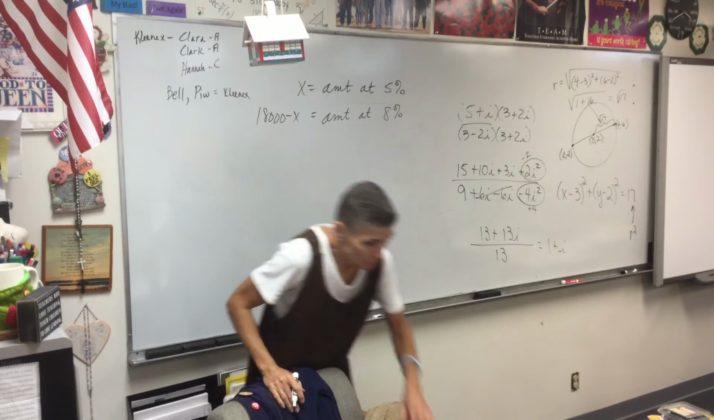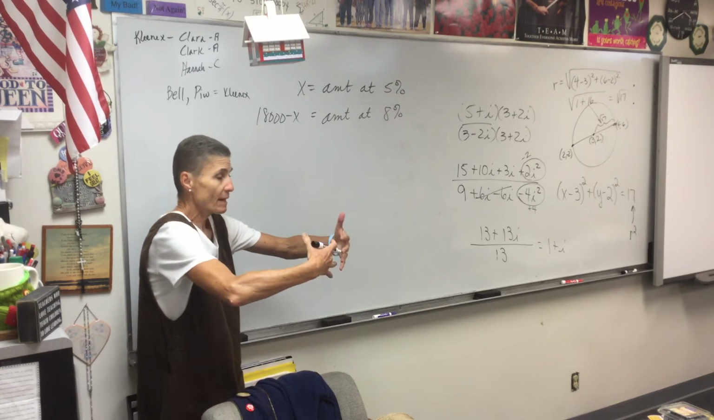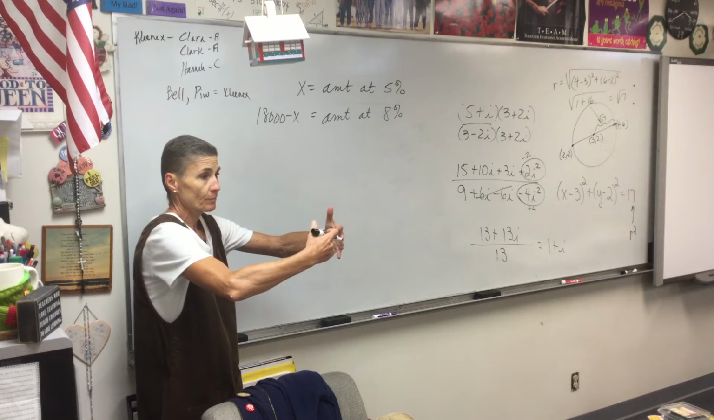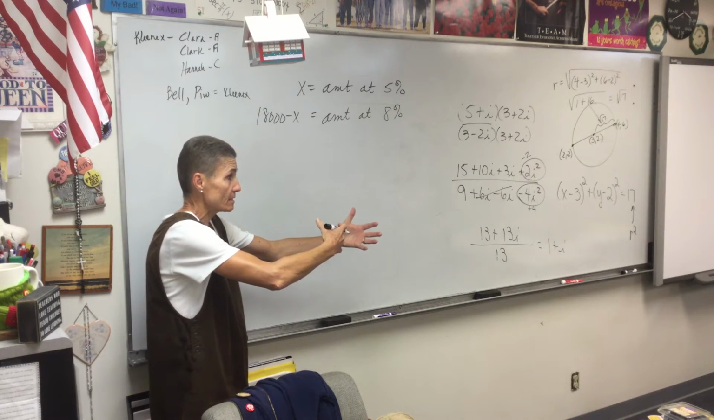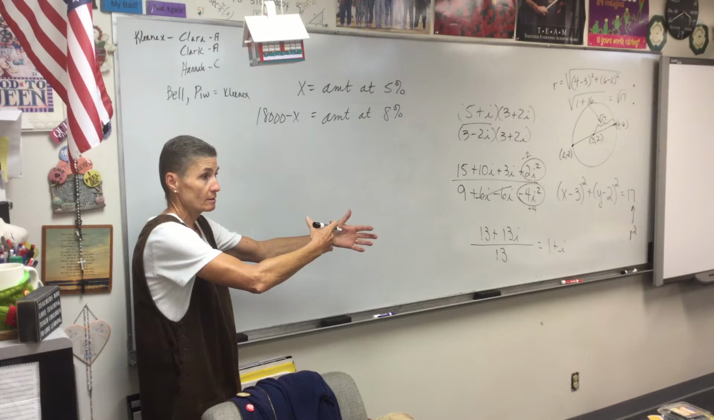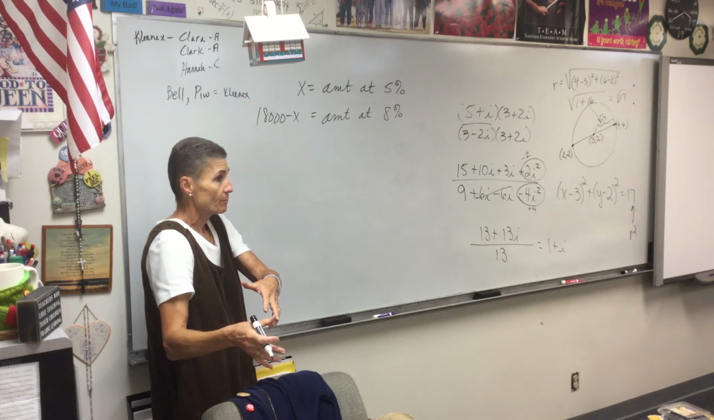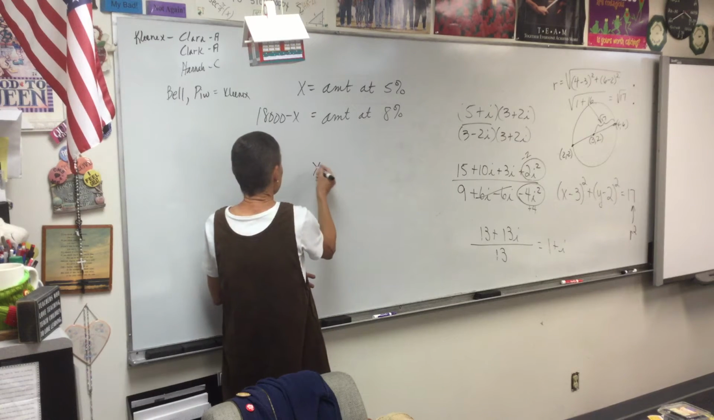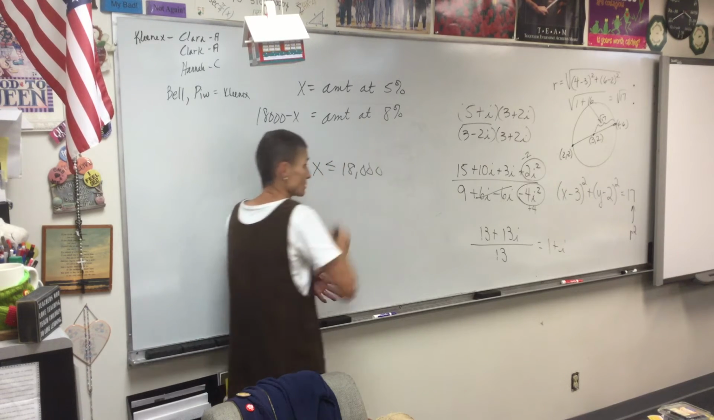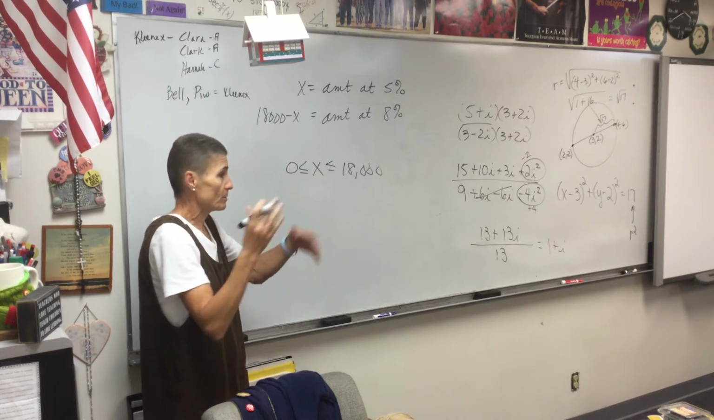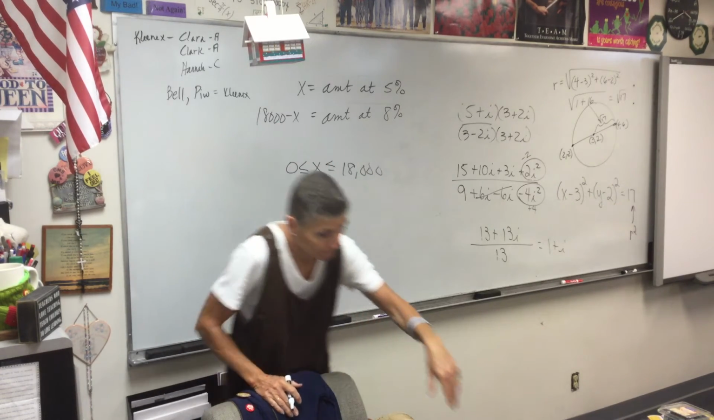Now, first question says, what are the possible values of X? So here's my 18,000. Could I put all of it in 5%? Could I put none of it in 5%? So my values of X are between 0 and 18,000. Some number between 0 and 18,000 is how much money I put over here in this account.